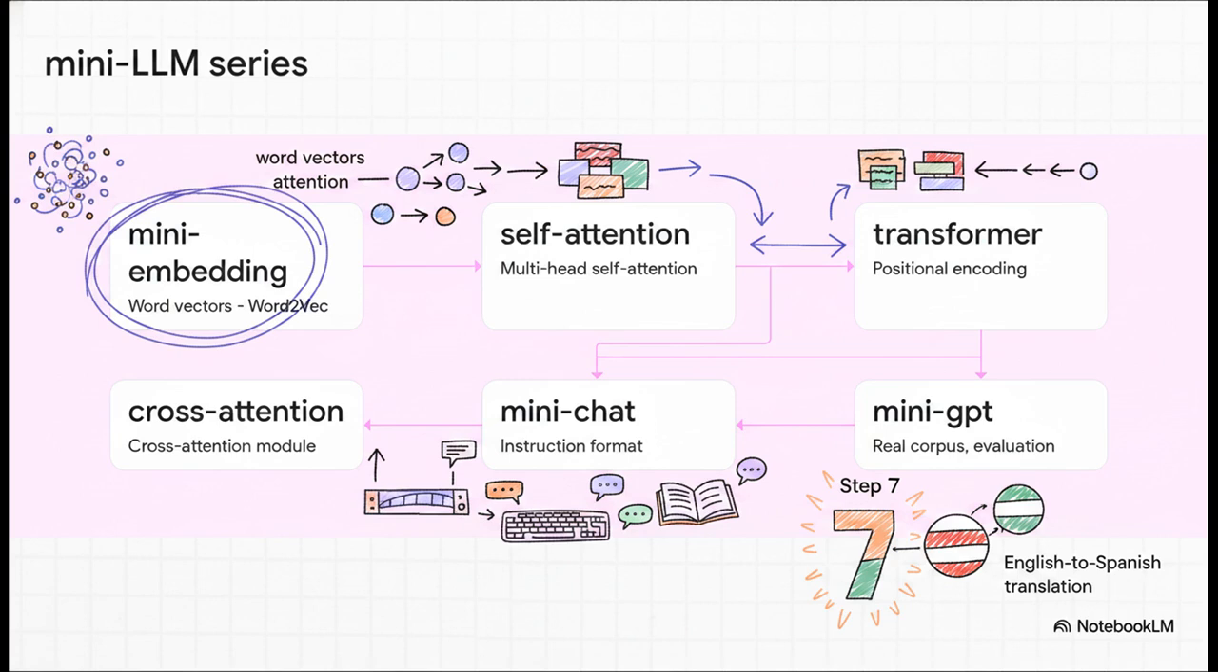To really appreciate what our mini-translator is pulling off, you kind of have to understand its lineage. The project we're exploring today is actually step 7 in a comprehensive series of mini-language models. So it builds upon this massive foundation. It started with word2vec, just to understand word vectors, then moved through self-attention, basic transformers, GPT architecture, chat instruction formats, and finally cross-attention. Our English to Spanish translator is the magnificent step 7, bringing all of those preceding highly technical concepts together to solve a real-world problem.